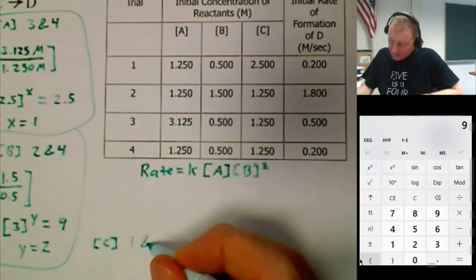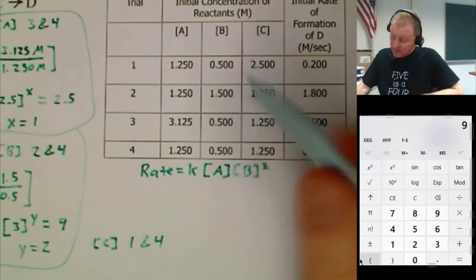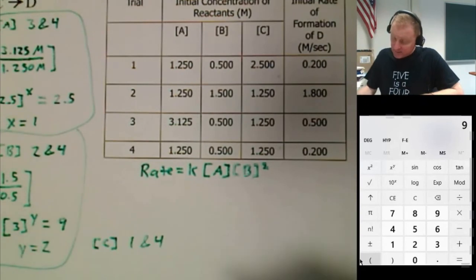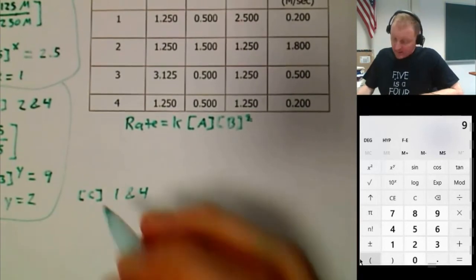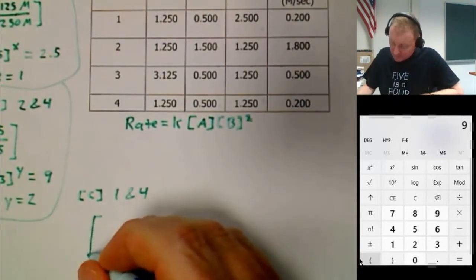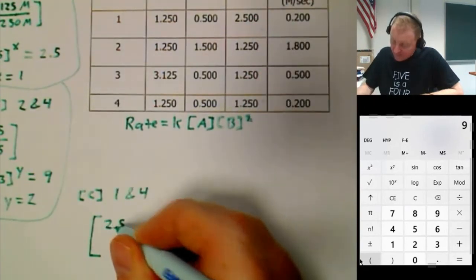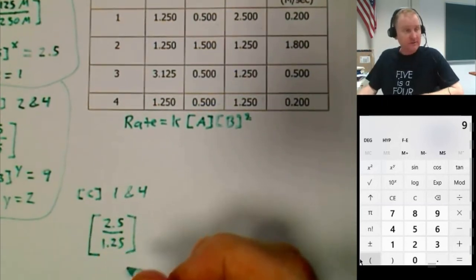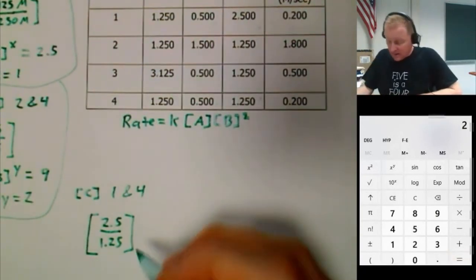Between 1 and 4, if we look at A, it's the same concentration, and for B it's the same concentration, but for C the concentration changed. So let's use 1 and 4 to analyze this. Let's look at the change in concentration: 2.5 over 1.25. 2.5 divided by 1.25, so the concentration doubled.